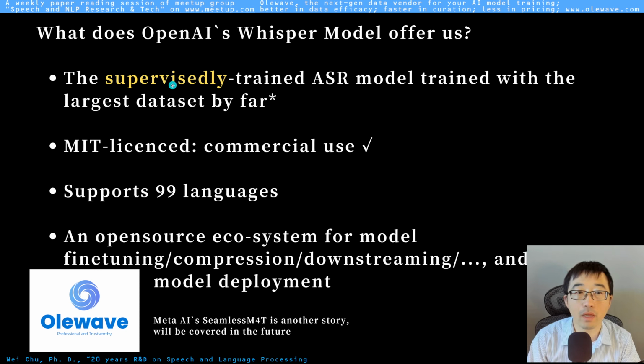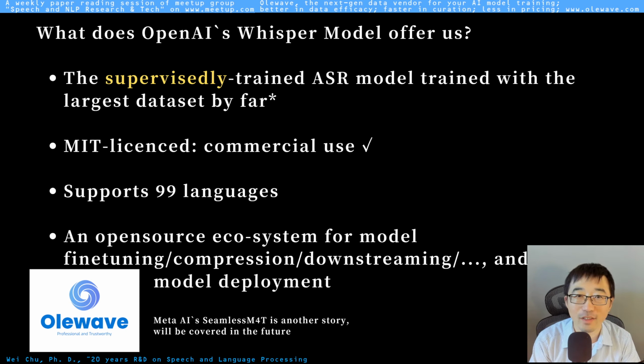I'm not going to talk about the numbers today, but in the future sessions, I will definitely talk about the exact performance of the Whisper model. And if you cannot wait, I do have a paper sharing of the published Whisper paper. You can search in my channel, Whisper Olewave. You will find I read the paper almost line by line. The second good thing about it is the MIT license. I would say it's very, very generous. You can use that for commercial purposes, 100%, sure.